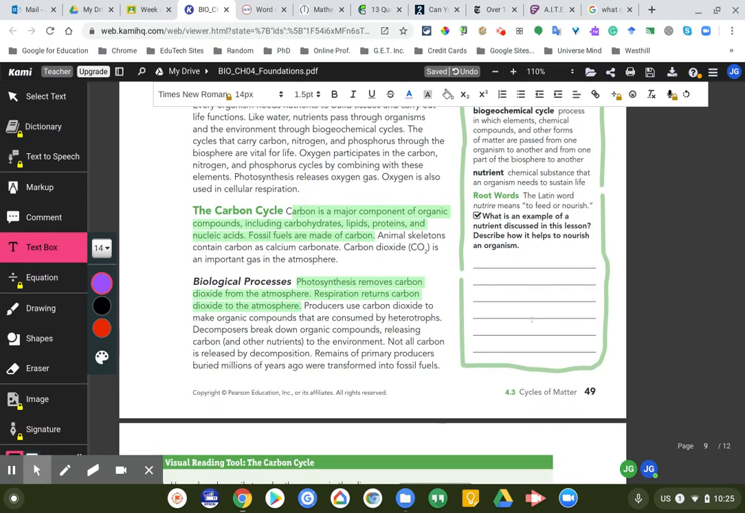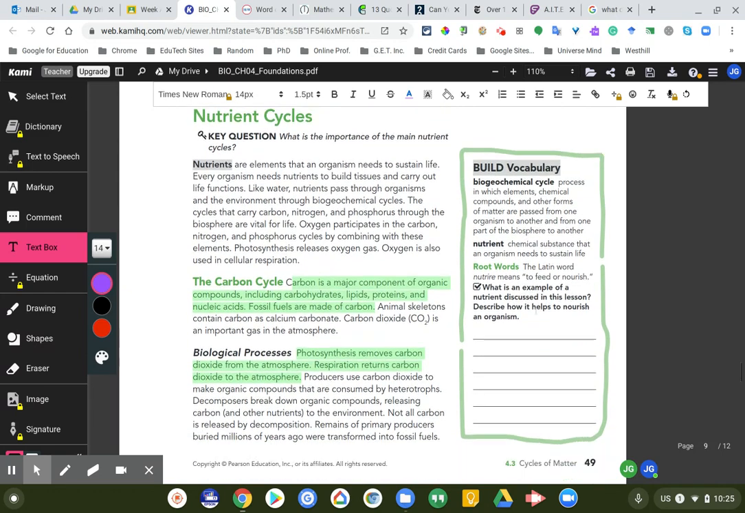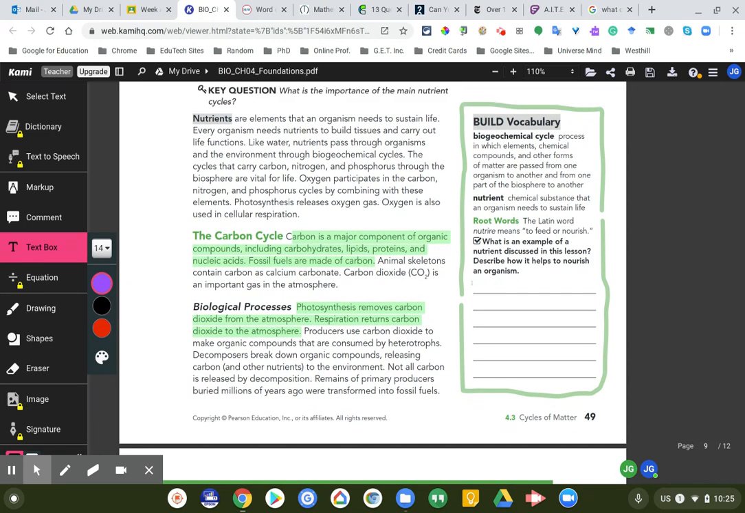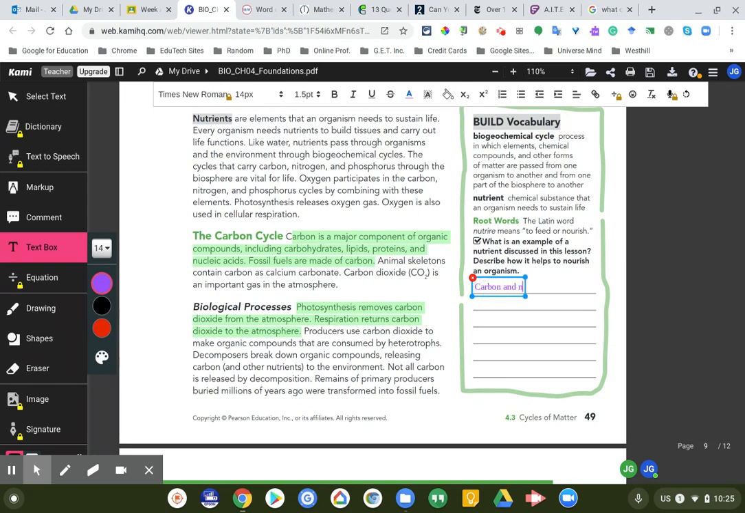Okay. What is an example of a nutrient discussed in this lesson? So we bought a bunch of different nutrients, right? In this lesson. Okay. Carbon, nitrogen, and so on. And how it helps to nourish an organism. So, carbon and nitrogen are discussed in this lesson. Okay, and carbon helps make carbohydrates, lipids, and proteins. Okay.